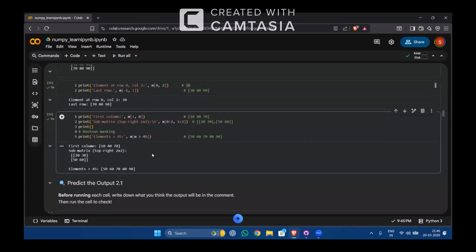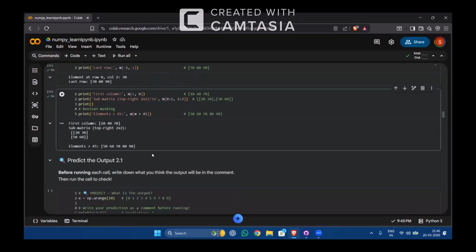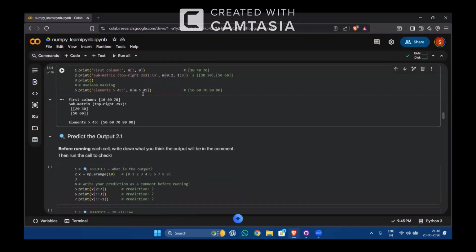That's fine. There we are applying an operation m greater than 45. So you will get all elements within m which have a value greater than 45.